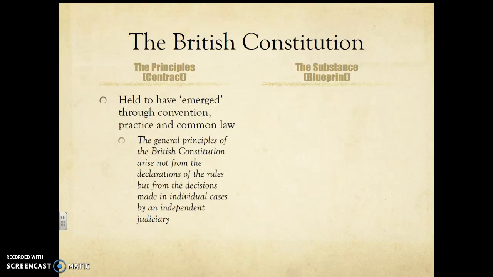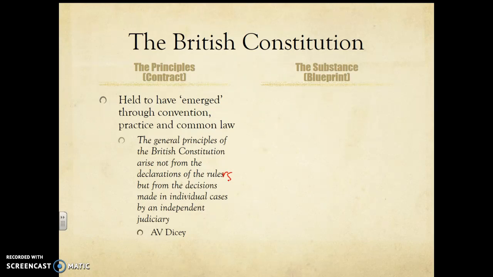Dicey, A.V. Dicey, writing in the golden age of parliamentarianism, the late 1800s, he argued that the general principles of the British Constitution arise not from the declarations of the rulers, but from the decisions made in individual cases by an independent judiciary. Now, that is almost verbatim, but you know what? I can't find that quote anywhere. I committed it to memory about 16 years ago, and I can't find it anywhere. So if anybody can, please do let me know.